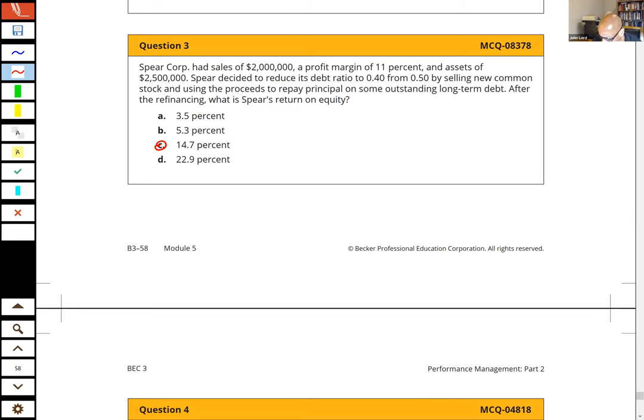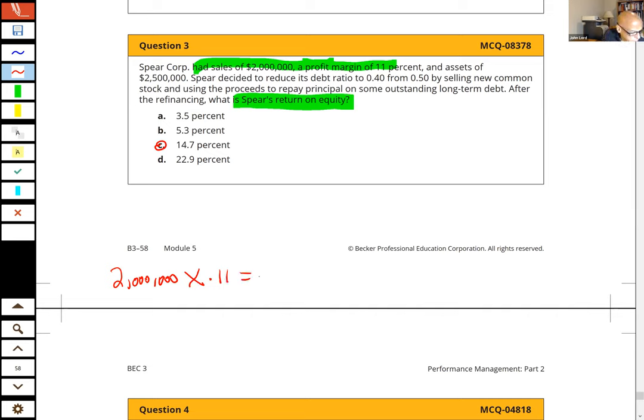The way I see this problem, and this is why the flashcards are so important, if I'm asking for return on equity, then I'm going to need the profit divided by the equity. They tell me that I had sales of 2 million and a profit margin of 11%. So I've got to take this 2 million times 0.11, which gives me, if I'm doing my math right, 220,000 of profit. So I've got my numerator.